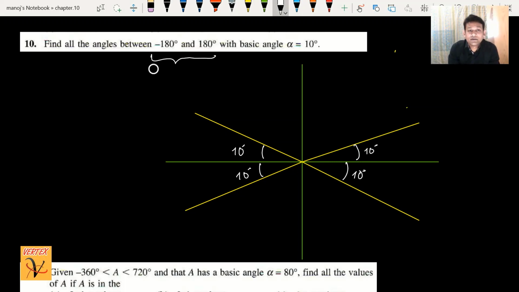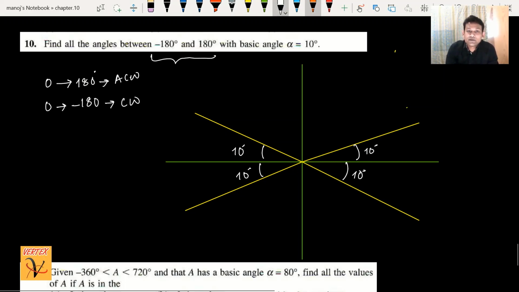What is my method? Between minus 180 and 180, what is the middle value? That's 0. So I divide this into two ranges: from 0 degrees to 180 degrees, and from 0 degrees to minus 180 degrees. This one I'm moving anti-clockwise, and this one clockwise. This is the way you can get the answer.